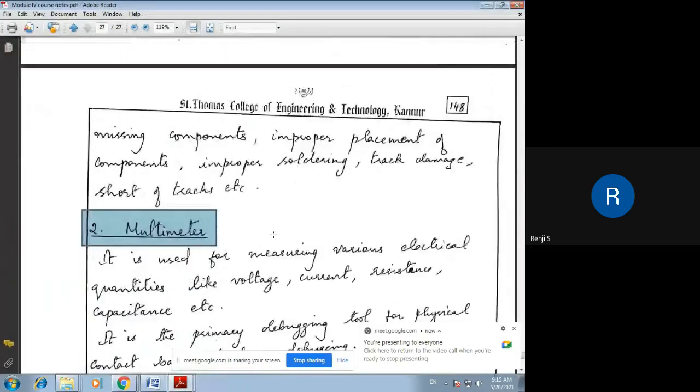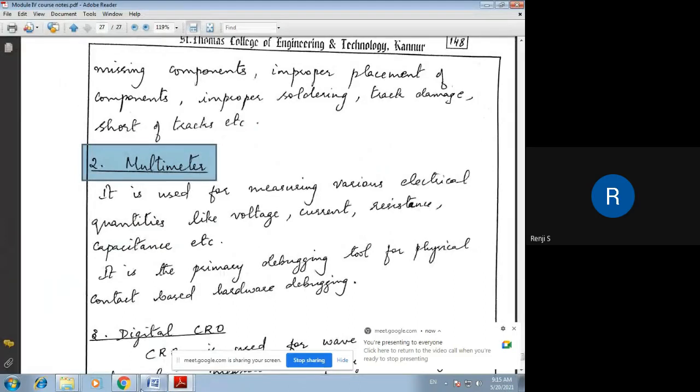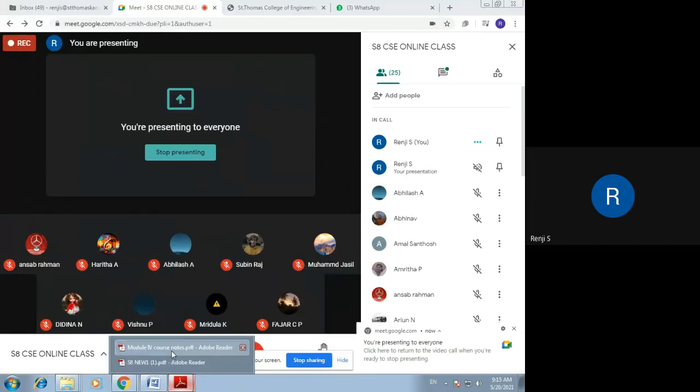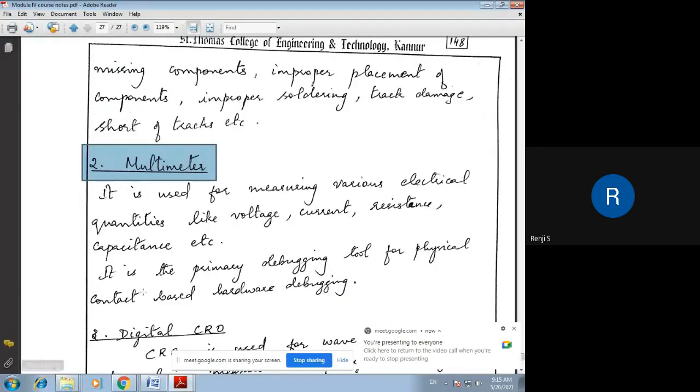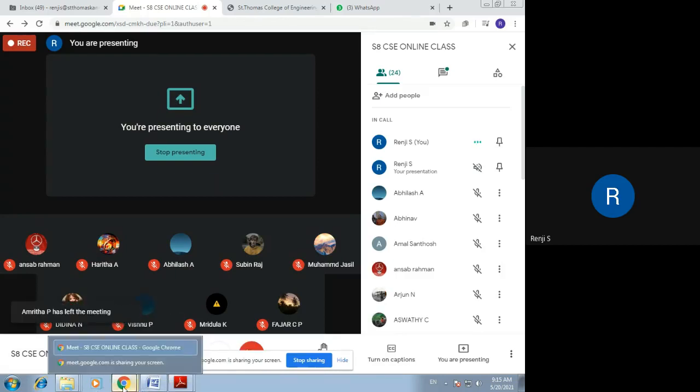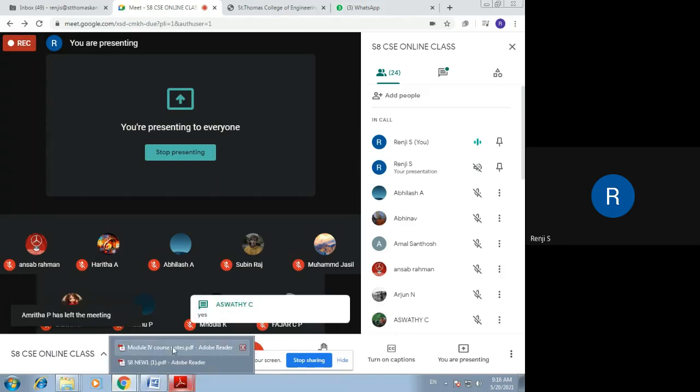So, magnifying lens, then the second device is the multimeter. I think you have used it in your digital lab or electronics lab, to check the voltage and all. There is a device called the multimeter. It helps us to check the components.